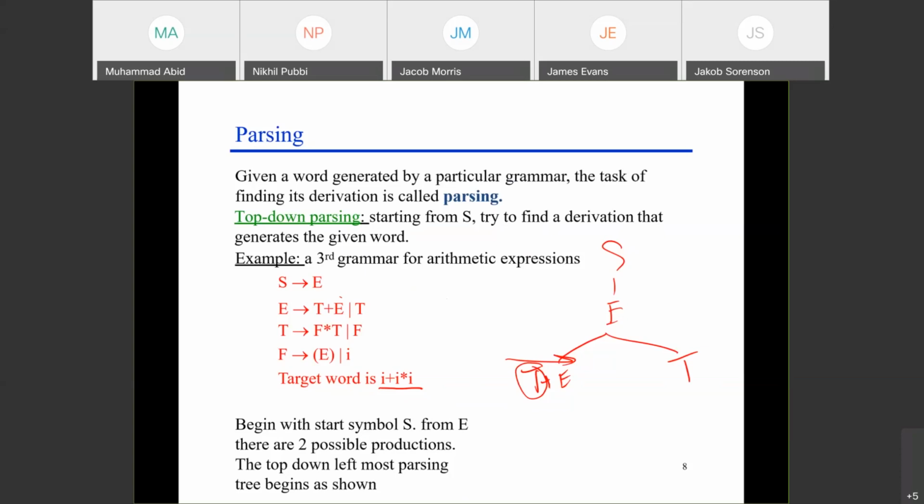So now this T can be replaced by two things, F into T and F. So F into T, and this thing will come as it is. Let me write it more nicely so you can see. F into T, and then the plus E will come as it is. And for the second part, T can be replaced by F, and then plus E will come as it is. For T, same thing here. So T can be replaced by F into T and F.